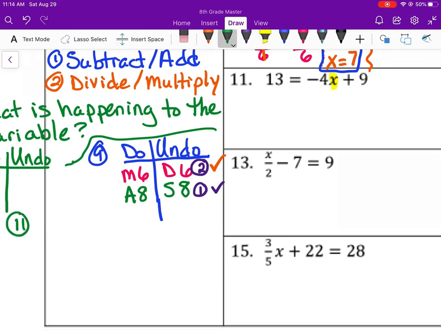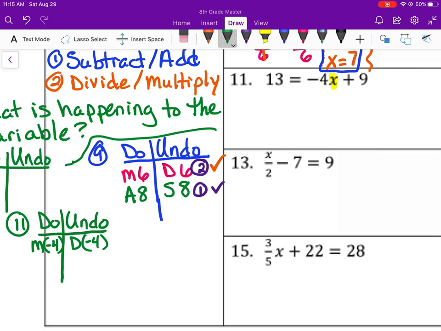So I'm going to put an 11 right here. Do, undo. So on number 11, between the -4 and the x, we have multiplication. So go ahead when you have a negative especially, put it in parentheses over on your do and undo box. It just makes sure that you're not writing like m minus 4 and confusing yourself. So we've got multiply by -4, so we're going to divide by -4.